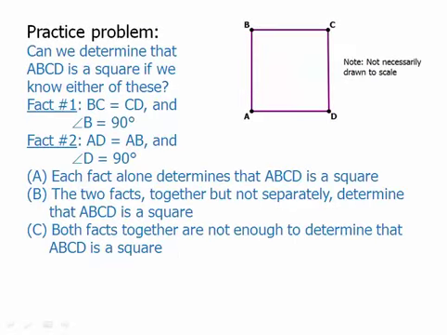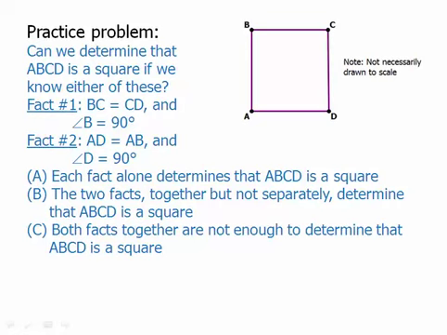Here's a practice problem. Pause the video and then we'll talk about this. Okay, this is a very odd question format. Can we determine that ABCD is a square if we know either of these? So, BC equals CD, and angle B is 90 degrees. So that's fact number one. AD equals AB, and angle D equals 90 degrees.